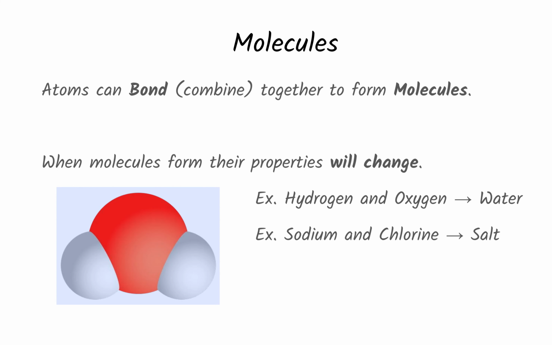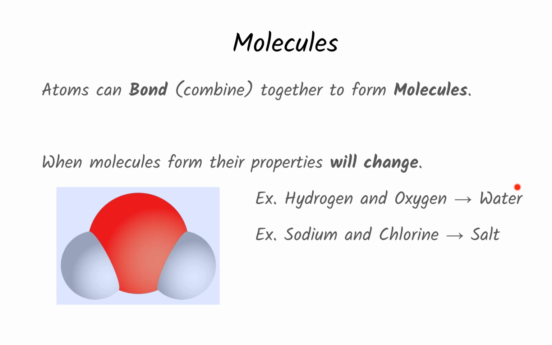And then the last thing we're going to look at in these sets of notes are molecules, which are atoms that bond together, and we'll also look at the two different main ways that bonds form, or how the atoms can combine. So when atoms bond or combine, they form molecules. A molecule is anything with multiple atoms bonded together. And when these molecules form, the properties of the original atoms will change, sometimes really dramatically.